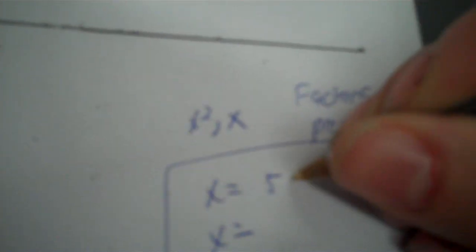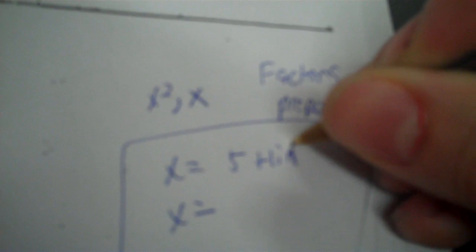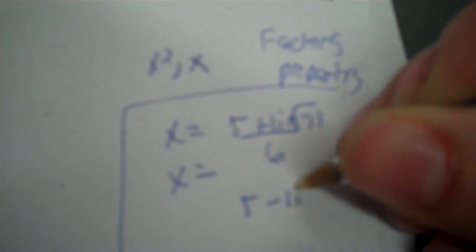Then 5, 1, and 6. The 71 is staying, that's frozen. 5, 1, and 6, the GCF is 1, so you wouldn't be able to divide them down by a common factor, so that would be the answer. 5 plus 1i square root 71 over 6. 5 minus 1i square root 71 over 6.